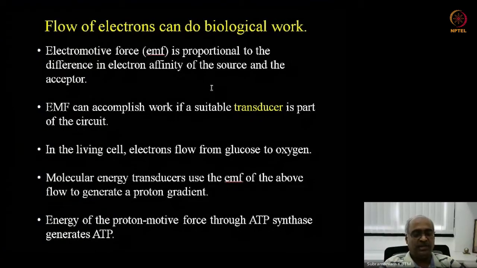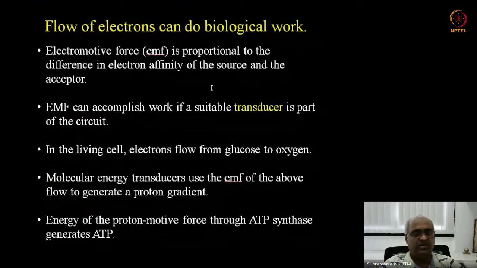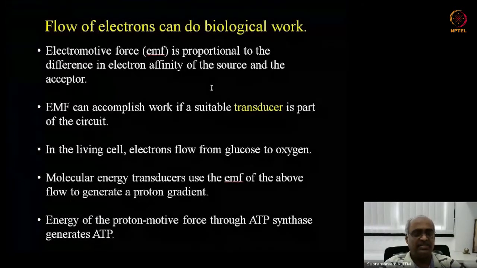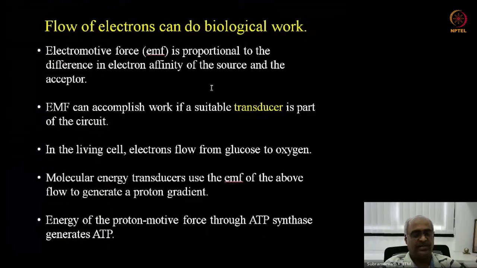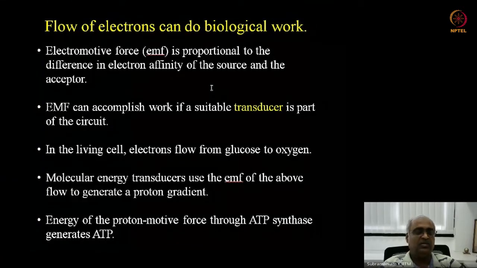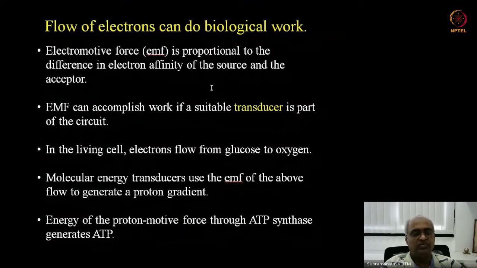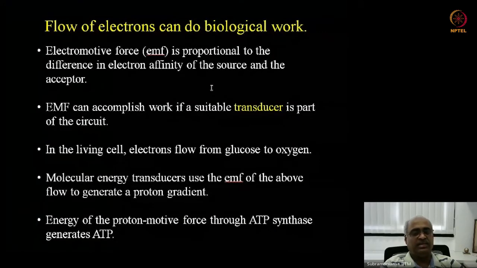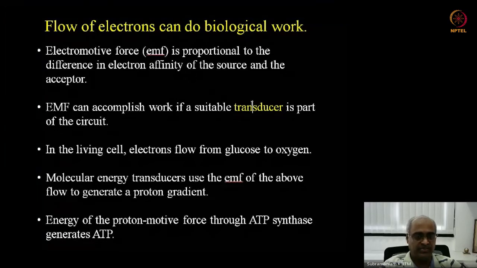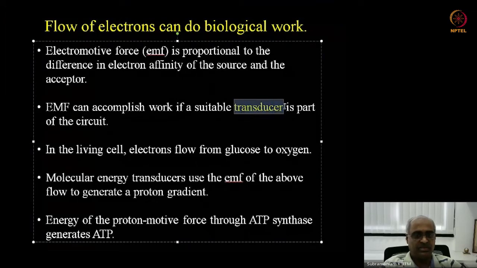At one electrode, you might have a chemical species that readily donates electrons, and at the other electrode you might have a species that readily accepts. Now if you have a wire connecting the two, then there will be an electron flow, and the difference in the potential between the two electrodes will determine the force of this flow that can be used to do work if you have a suitable transducer. Okay, the transducer is an important thing here.